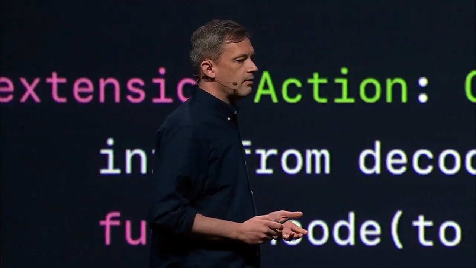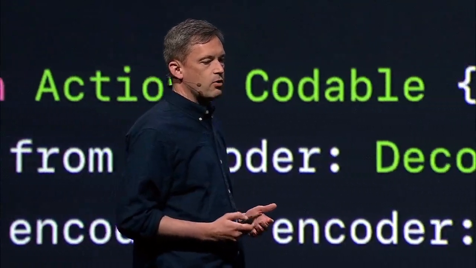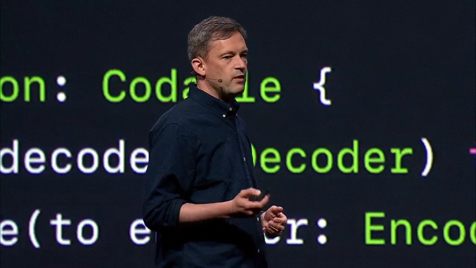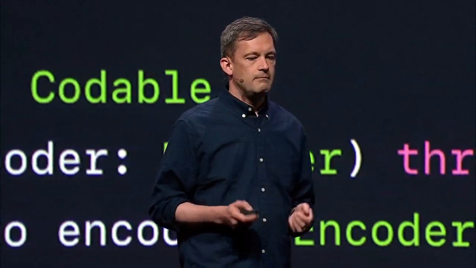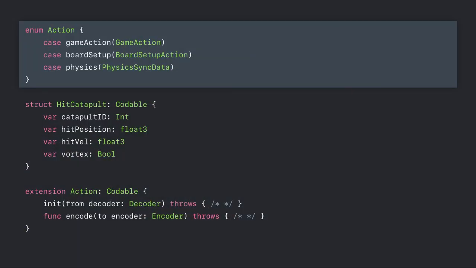Now that we have a networking layer, we need to build our application protocol on top of it. Swift enums with associated types make this very easy. Each case has a data structure around it, ensuring type safety as information moves around the system. Some of those can be further enums. So for an example, game action includes things like a player grabbed a catapult, a projectile launched, and so forth. The physics sync data is a struct, and I'll talk more about how we encoded that later on.